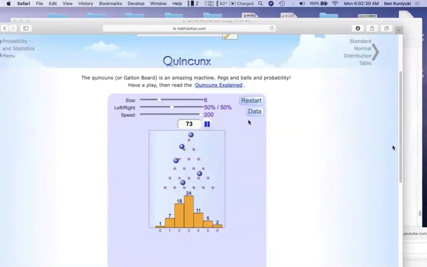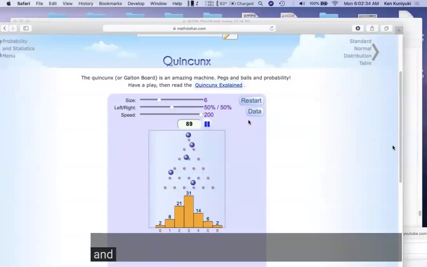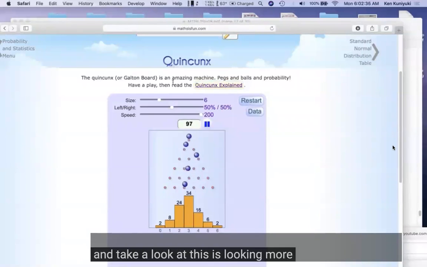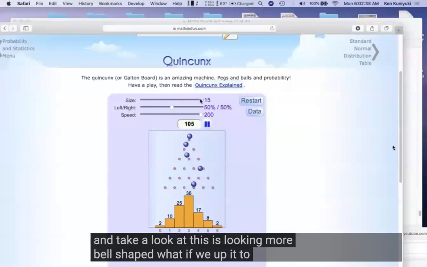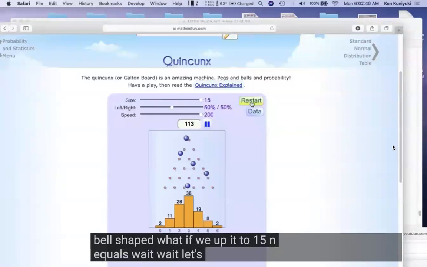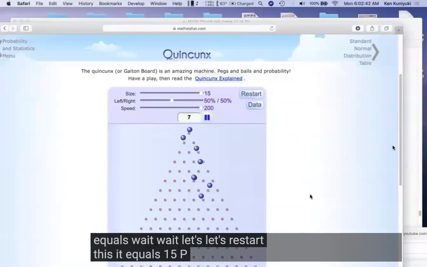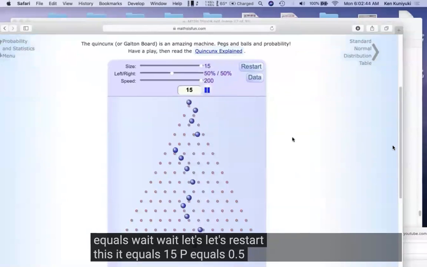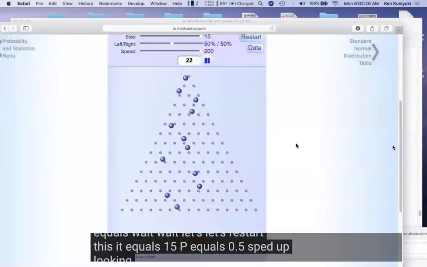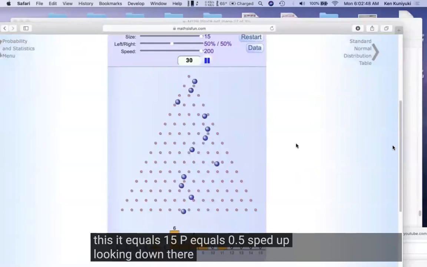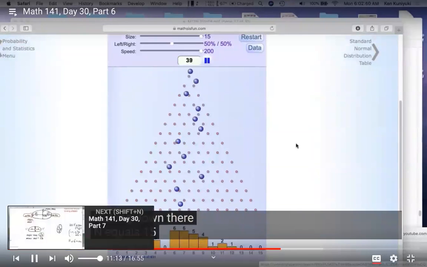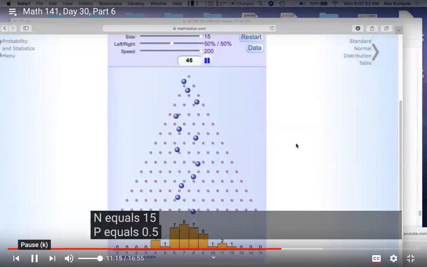P is a probability of a success. It's really a stats video. And take a look at this. It's looking more and more bell-shaped. What if we up it to 15? N equals, let's restart this. N equals 15, p equals 0.5. Sped up, looking down there.